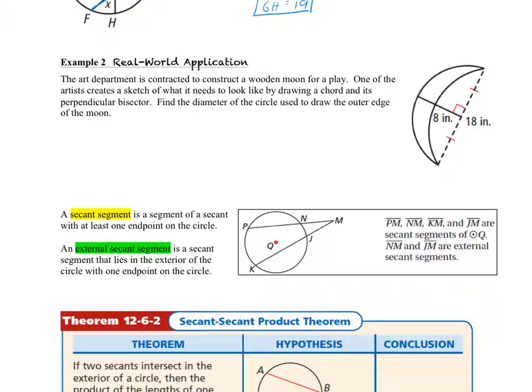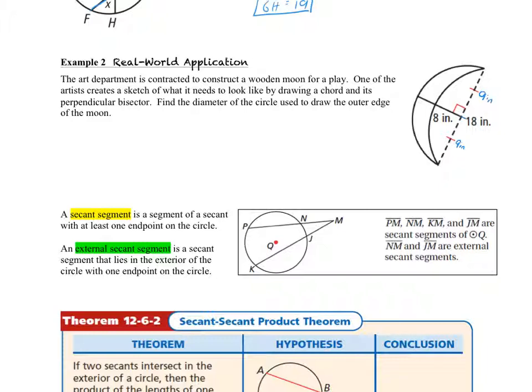Example 2. The art department is contracted to construct a wooden moon for a play. One of the artists creates a sketch of what it needs to look like by drawing a chord and its perpendicular bisector. Find the diameter of the circle used to draw the outer edge of the moon. Okay, so we know a couple things. We know that these are congruent, so they must each be 9 inches.